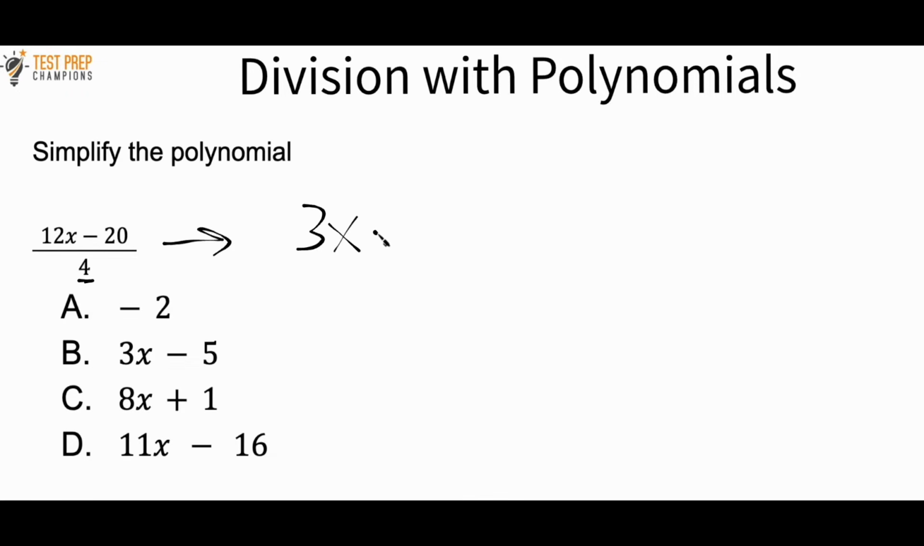And if I have 20 and I divide it by 4, then I get 5. All right, and I leave the minus sign like it is. So I have 3x minus 5, and 4 divided by 4 is just 1. So I end up with 3x minus 5. So again, the key here is just to divide each number by the smallest number in the polynomial, and that number was 4. So B is the correct answer here.